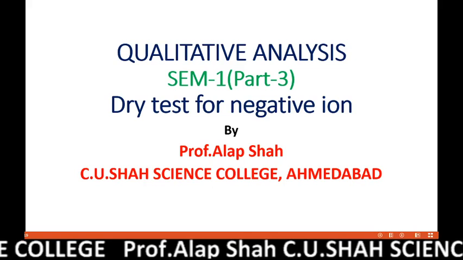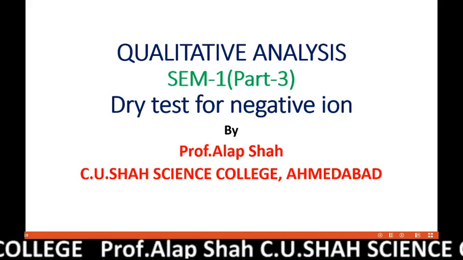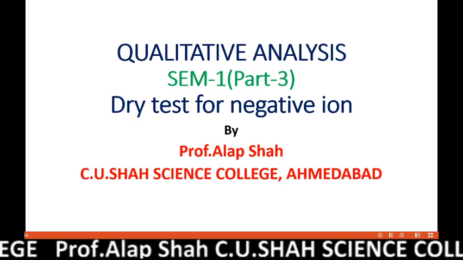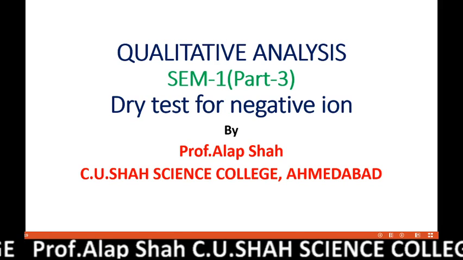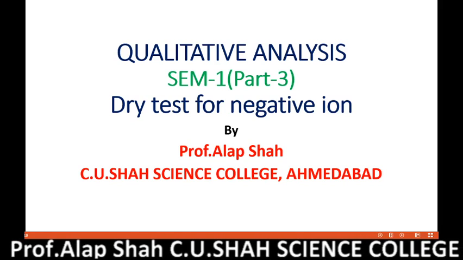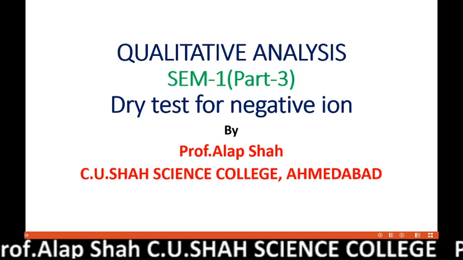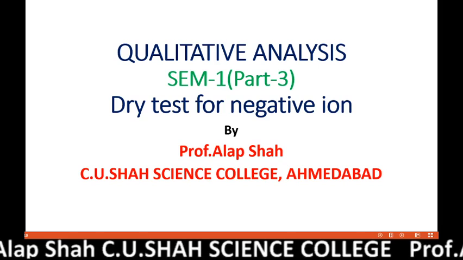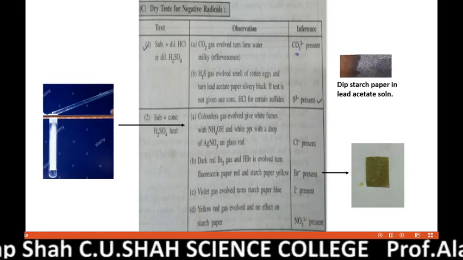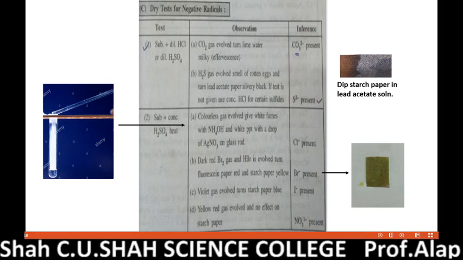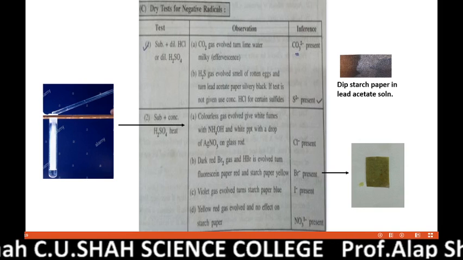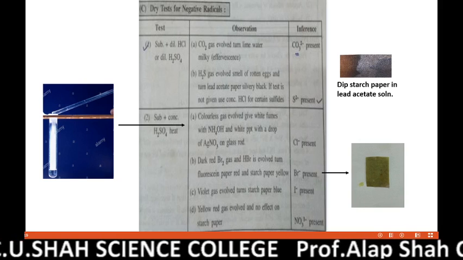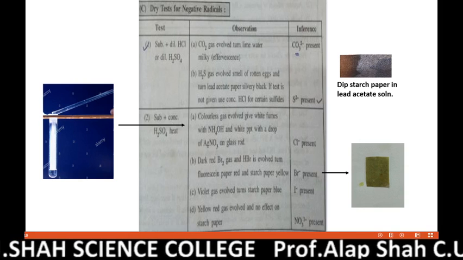In part 1 of the qualitative analysis, we discussed the introduction of qualitative analysis and primary tests. In part 2, I discussed dry tests for the positive ion. Now in this part 3, we will discuss dry tests for the negative ion. Already I have informed you that these dry tests are new for you. Whatever we discuss from the next part 4 will be a repetition of the 12th standard.